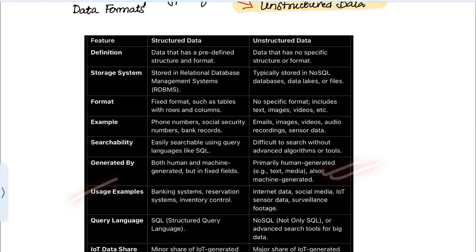Usage examples. Structured data is used in banks, reservation systems, and inventory control, whereas unstructured data, the NoSQL topic, is used in social media, IoT sensor data, surveillance footage, and so on. Query language is SQL here, and here it is NoSQL.